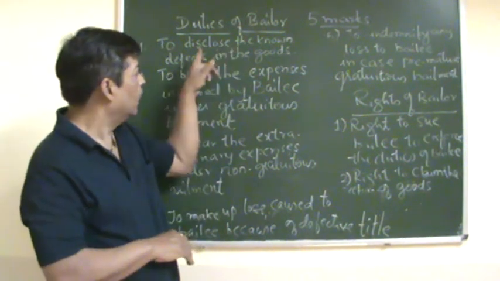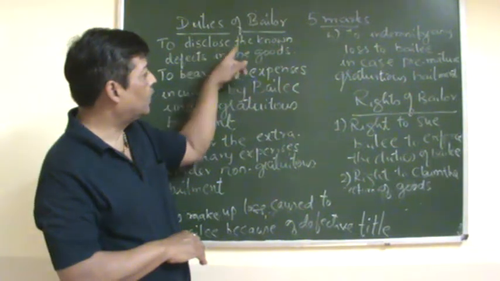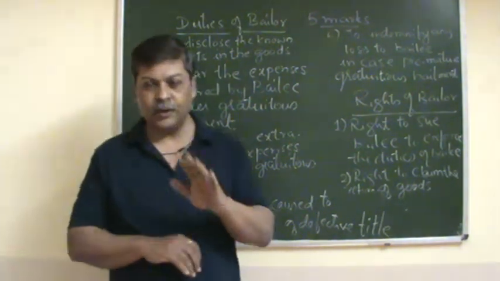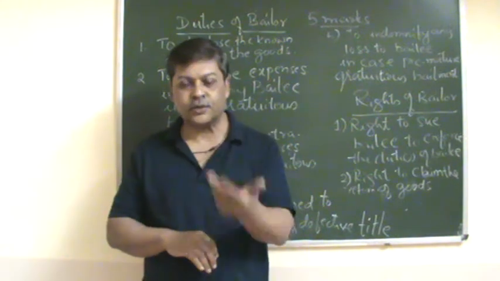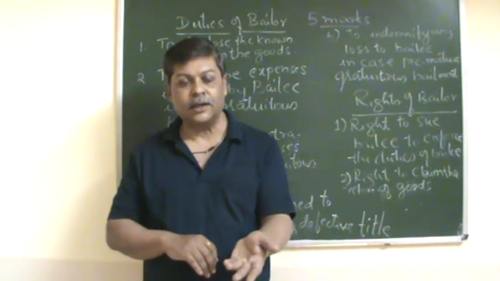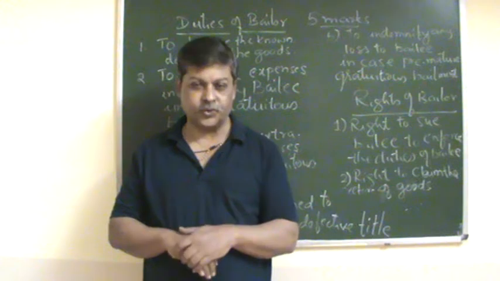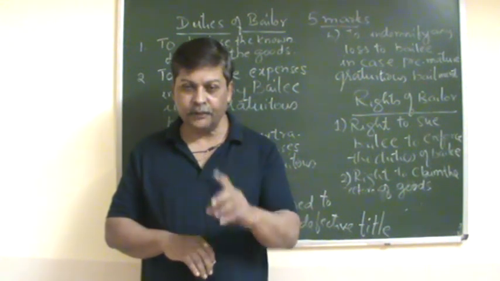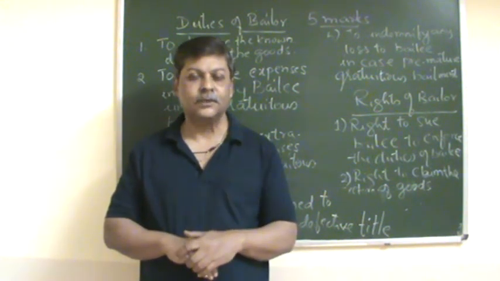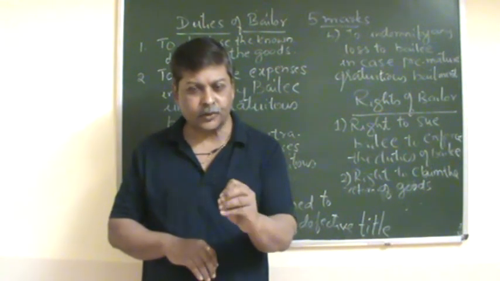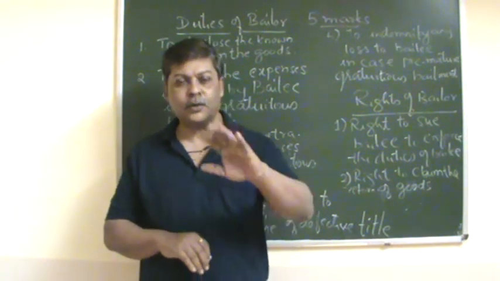The first one is the duty to disclose the known defects in the goods. If he is delivering the goods to someone else, he must tell the other party that these are the defects in the goods. Remember, concealing the known defects is a fraud. If you are aware of the defect, tell it when you deliver it.